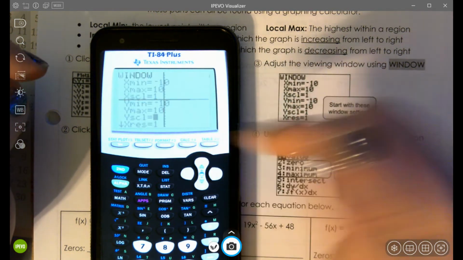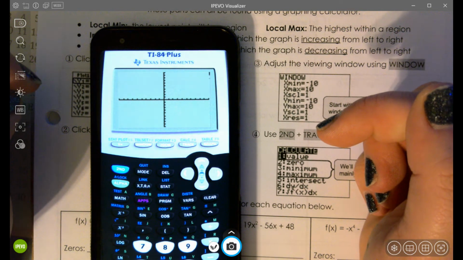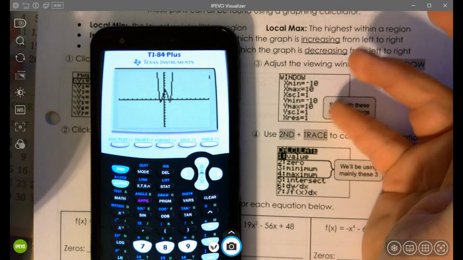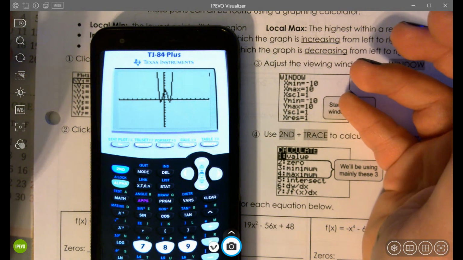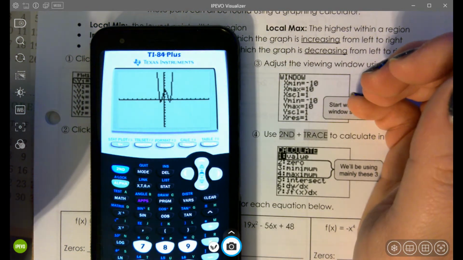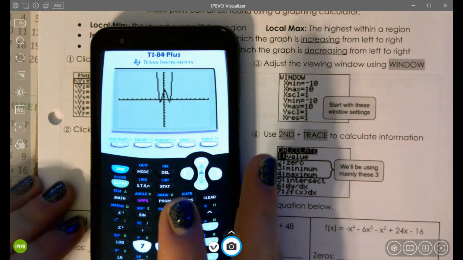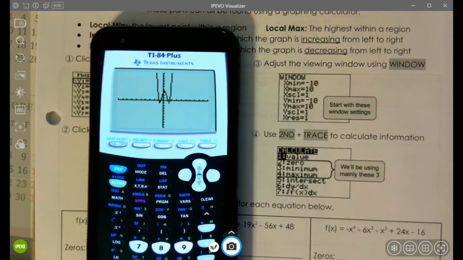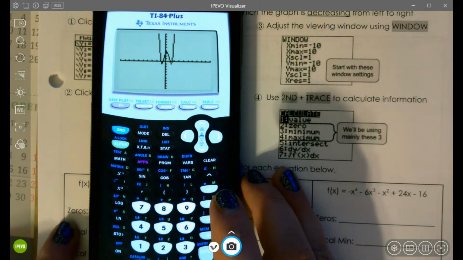Now, when I click graph again, look at that, I can actually see a picture of my graph. So it's kind of like a W right now, and you're going to pretend like there's two arrows here at the top, okay? So the first thing we're going to do is find the zeros, because that's the first thing on our list right here.